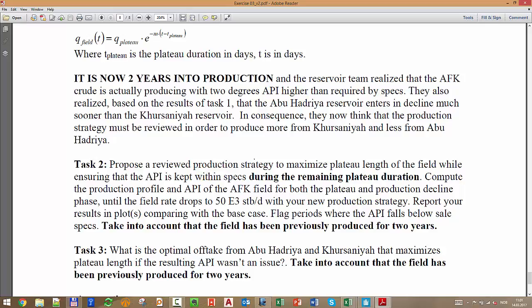In that case, really, you cannot honor the two things at the same time. You can either honor that the plateau will be maximized or the API will be exactly that value. And you have to know which one has priority in this case. So what I would suggest: first solve task 3, see what splitting you need, check the API, and then start changing the splitting until you honor the API on the plateau period. Okay, any question before we close?